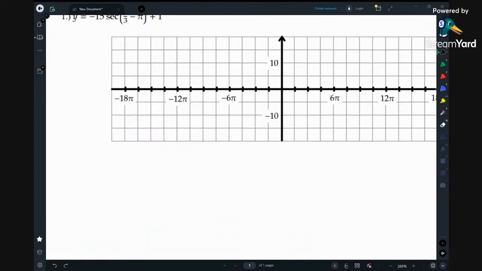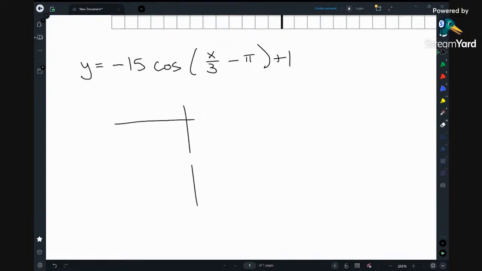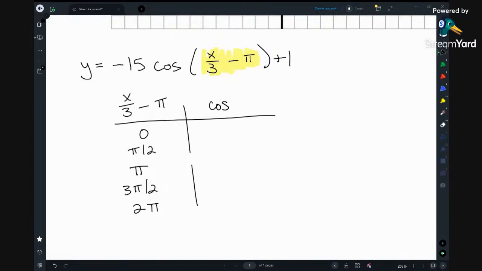All right, so we want to graph the related function negative 15 cosine x over 3 minus pi plus 1. Let's go. We're going to take that inside argument, x over 3 minus pi, call that a column title, and mark those with our landmarks. These are the outputs of that column. So cosine starts at 1, goes to its minimum, ends at its maximum again.